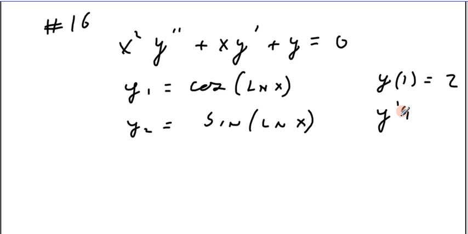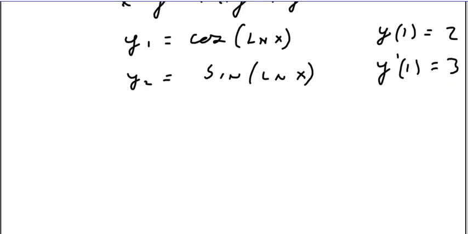Now, why did we pick that anyway? Why don't we have initial conditions y of 0 is equal to something and y prime of 0 is equal to something? Any idea? Okay, just thought I'd ask. Well, what's the natural log of 0? Okay, that's fine. All right, gotcha. All right, well, we got to check our work first.